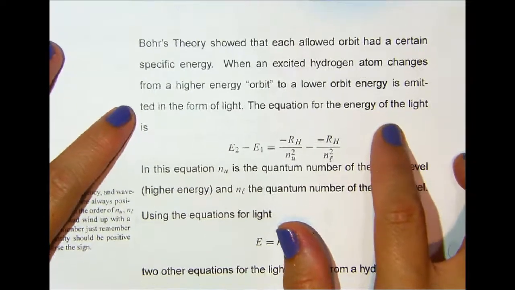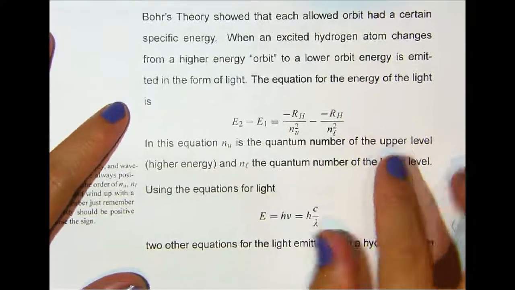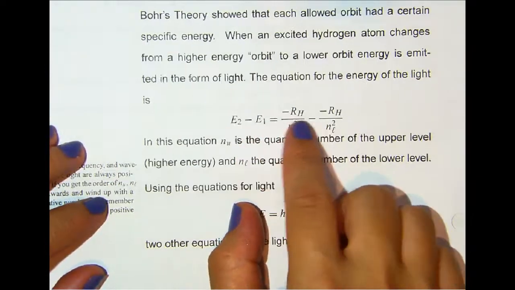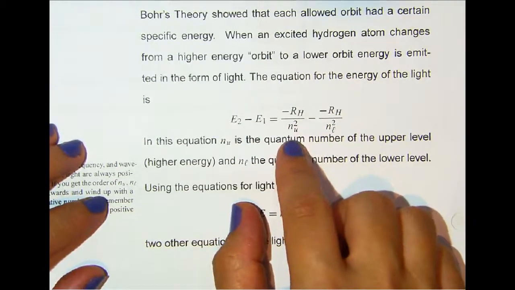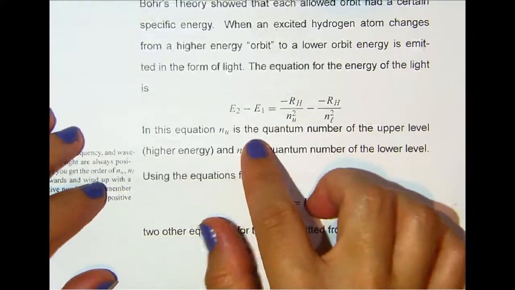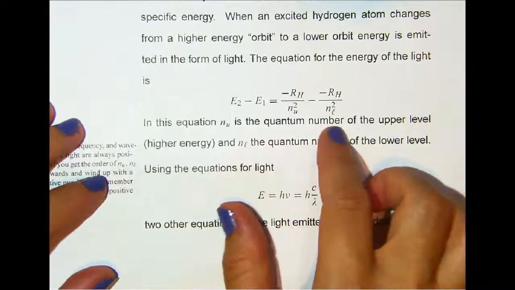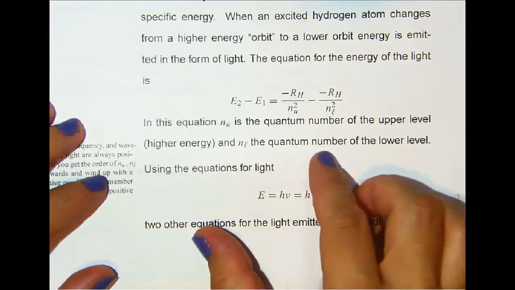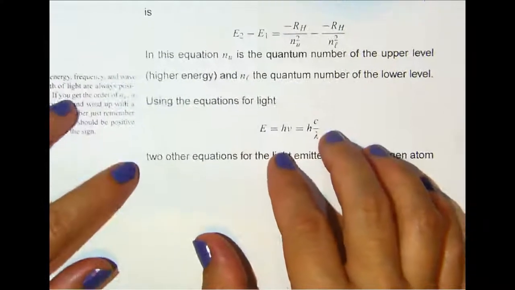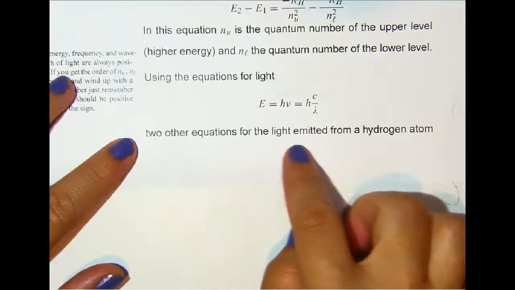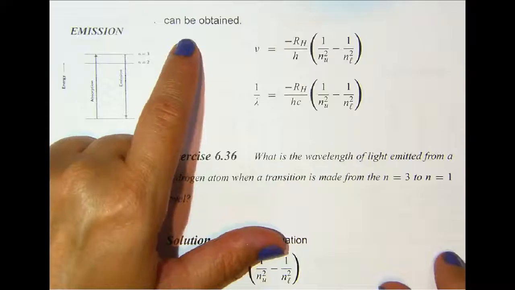form of light. The equation for the energy of the light is going to be the difference between the two energies, which is equal to the negative Rydberg over the upper energy level minus the negative Rydberg over the lower energy level. In this equation, nu is the quantum number of the upper level, higher energy, and nl is the quantum number for the lower level. Using the equations for light, here, two other equations for the light emitted from a hydrogen atom can be obtained.